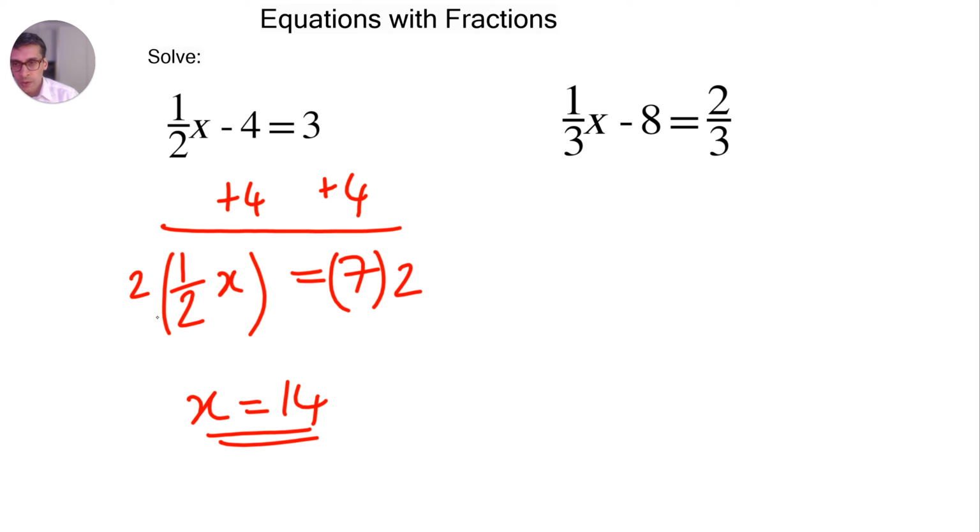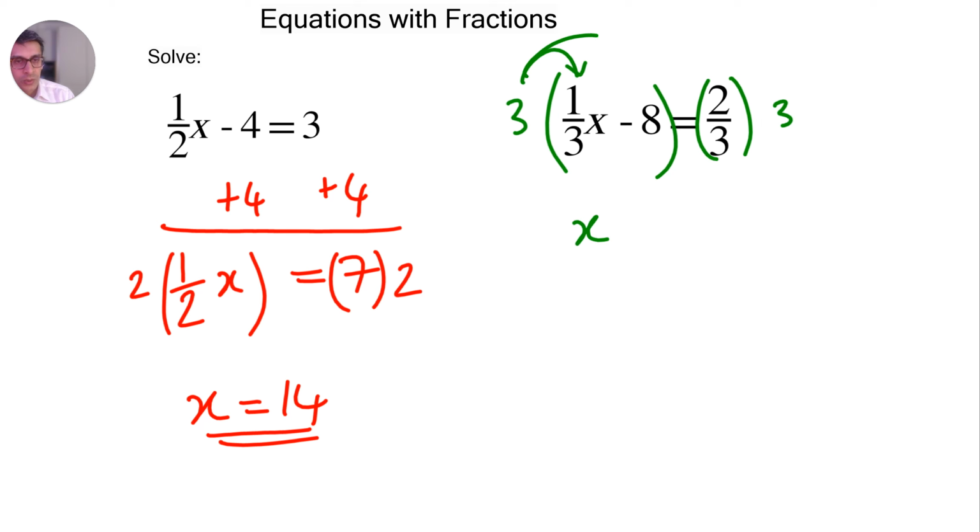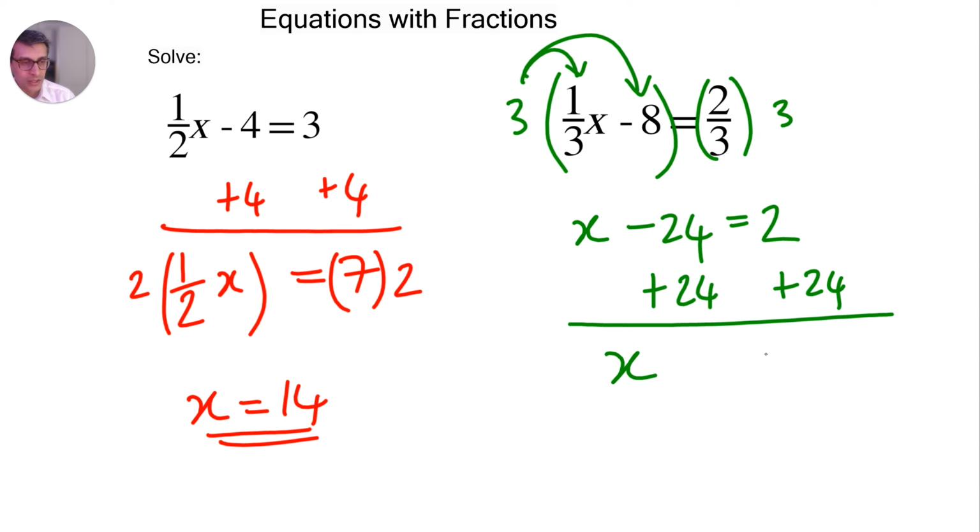The question on the right, we are going to do something a bit different here, and you'll see why. We're going to multiply everything by 3 on both sides. So when you multiply this by 3, 1/3 times 3 is just 1, so this becomes 1x. 3 times negative 8 is negative 24. Now 2 divided by 3 times 3 is just 2. And we're going to add 24 to both sides. This becomes x equals 24 plus 2 is 26.